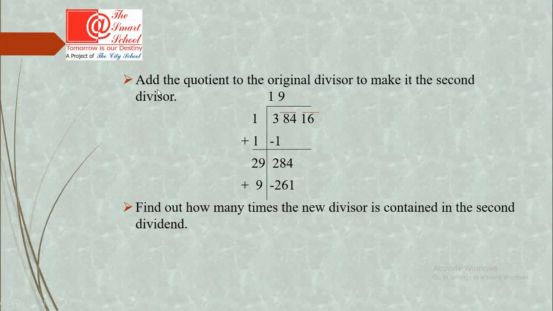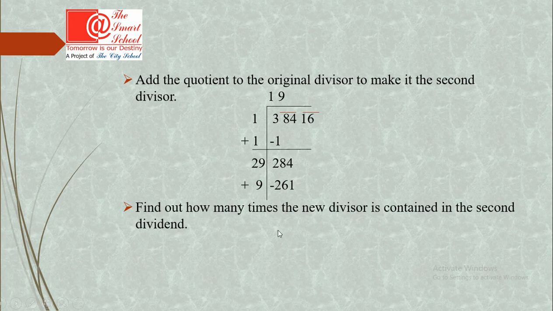So now add the quotient to the original divisor to make it the second divisor. So 1 plus 1 is 2, and then when we have 284 over here, because 84 has come down and 2 was here, so it is 284. So we have to choose the number by which we multiply to get the closest over here. So 9 multiplied by 29 is 261. So we will write 29 9s are 261.